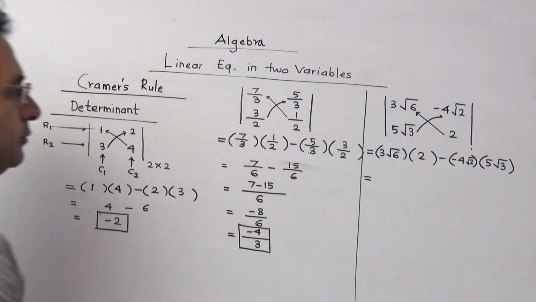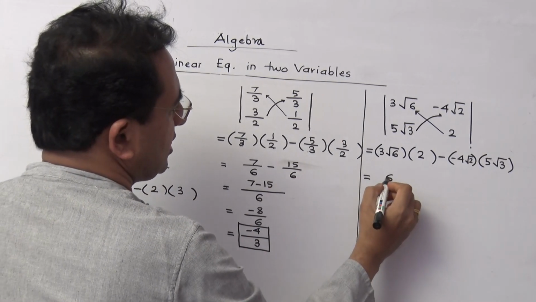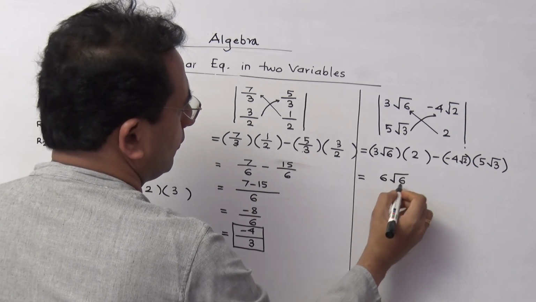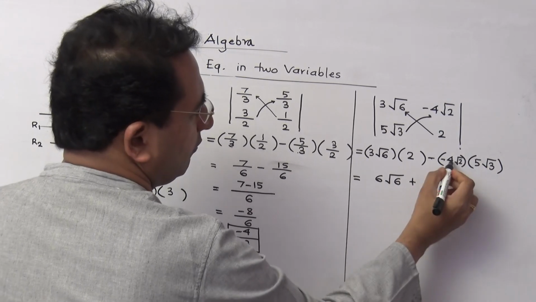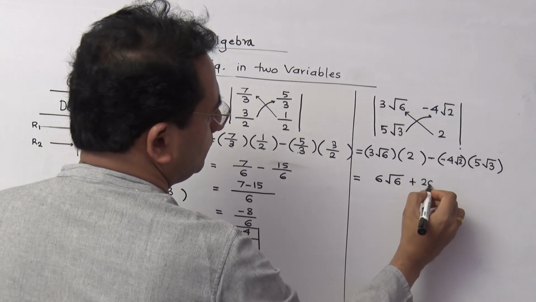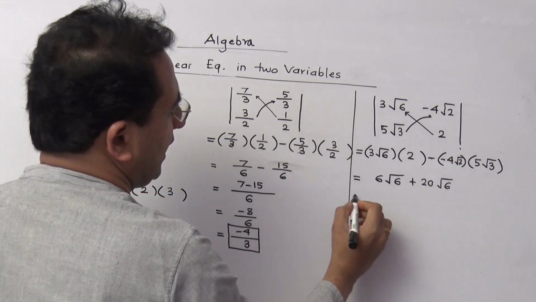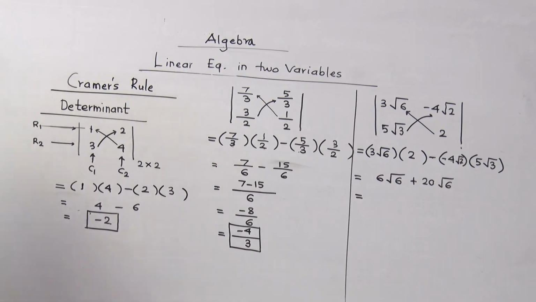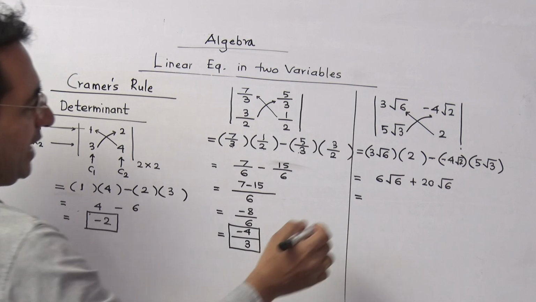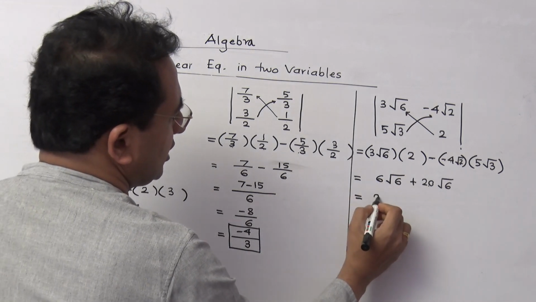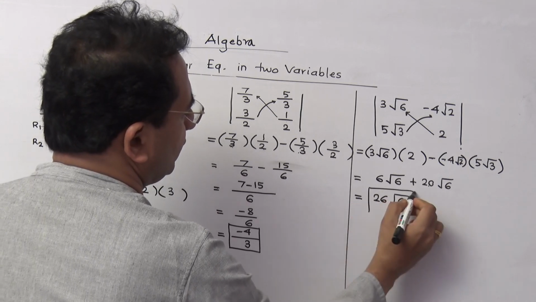So the next answer. If you multiply this, then the answer is 6 root 6. Then it is minus minus, it is going to be plus. 4 into 5 is 20. Root 3 into root 2 only multiplied, that is becoming root 6. And these are like surds. We can add the terms. It's like 6x plus 20x. We have to add the coefficients here. The answer is 26 root 6. This is the answer of this determinant.